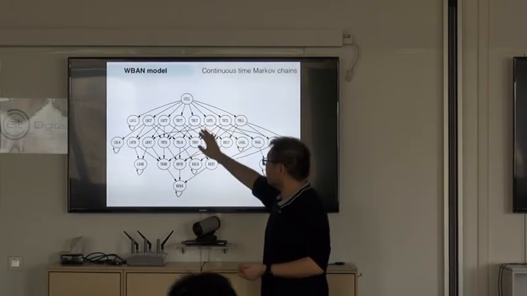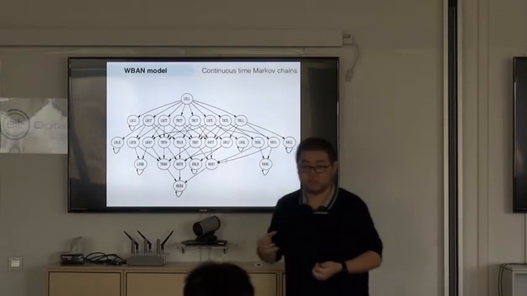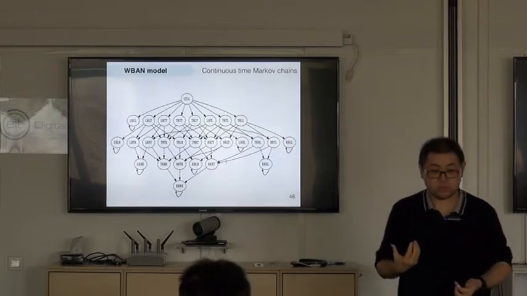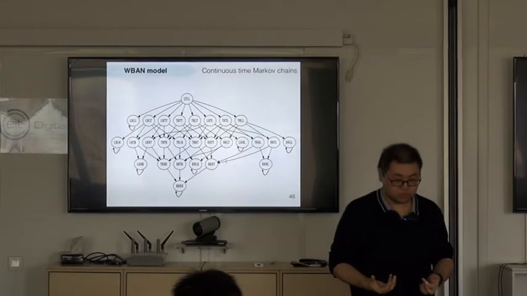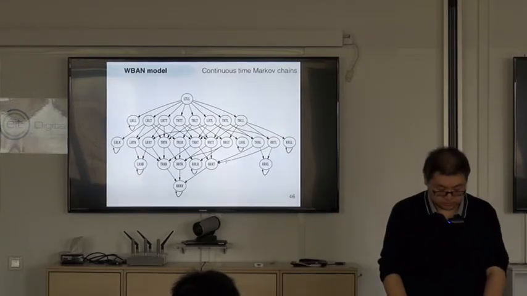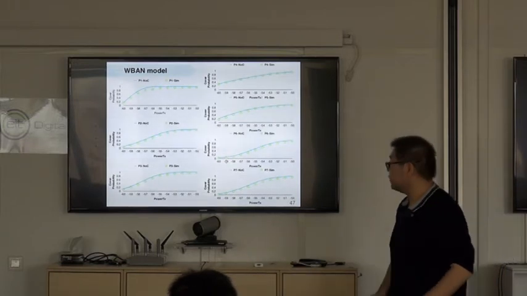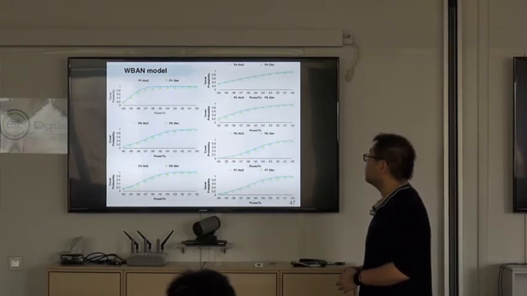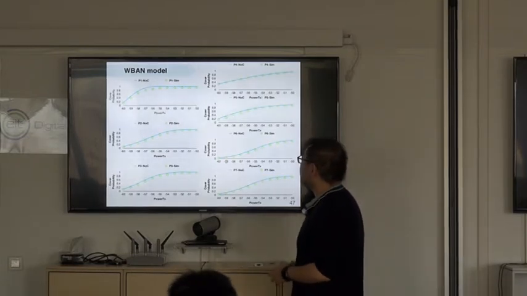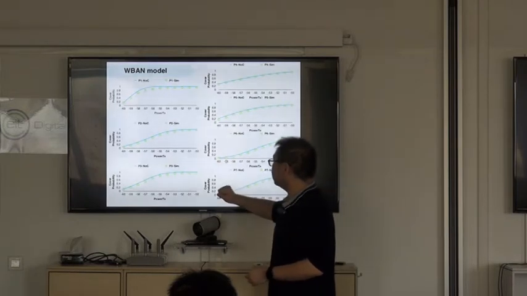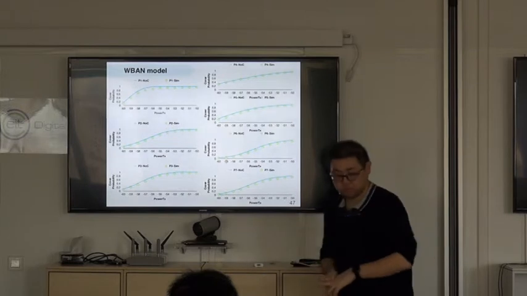And we say the broadcast succeeds if all the nodes change their state to R. That means that all the people receive the message. So here we show the comparison results between our model and the simulation. For 7 different postures, the results are really close, I think.